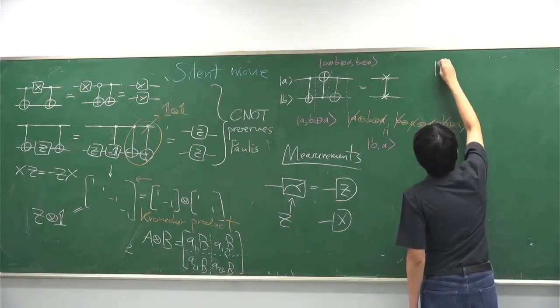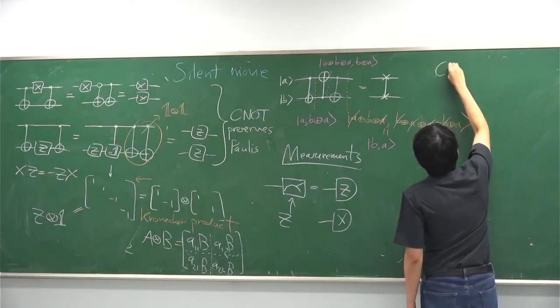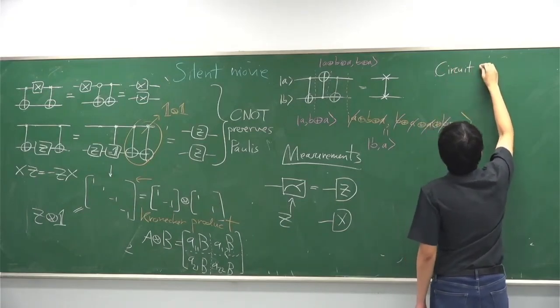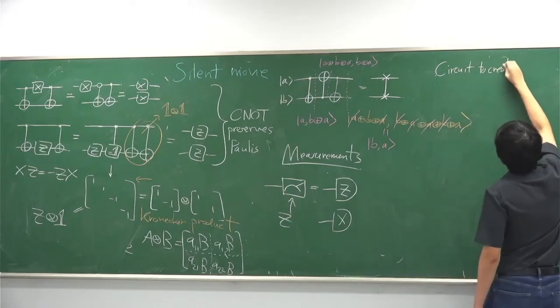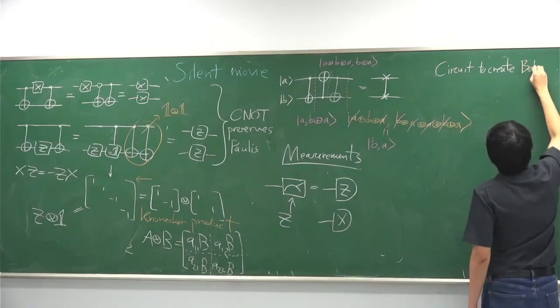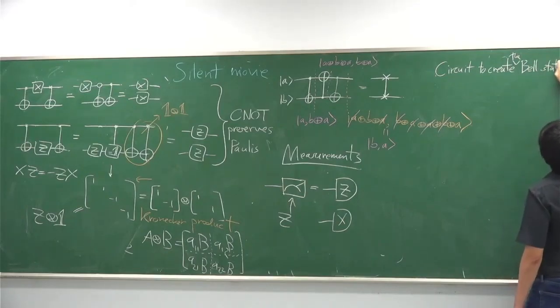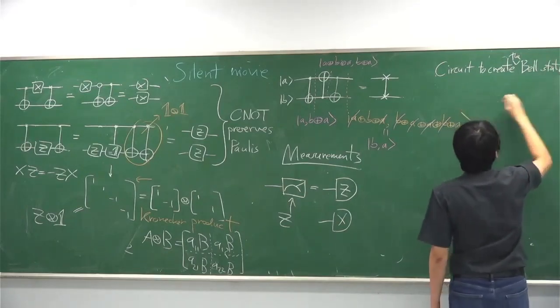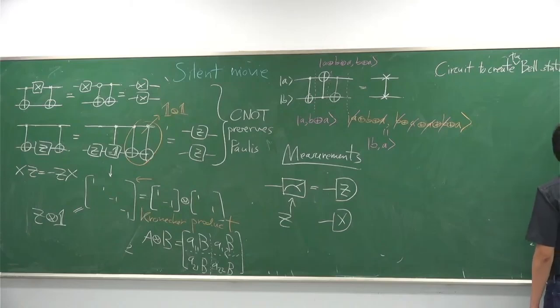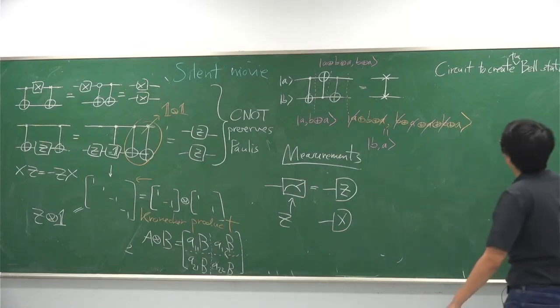Example circuit, for example, the Bell state. To create the Bell state, we can name this 0011. If I want to create another Bell state, I can create this state first and then apply a Pauli to one of the qubits, and either one is fine.